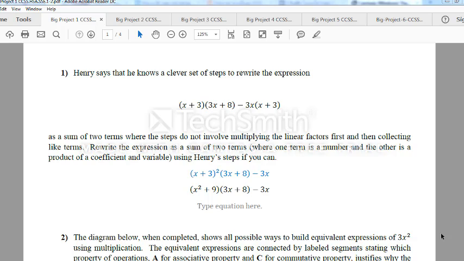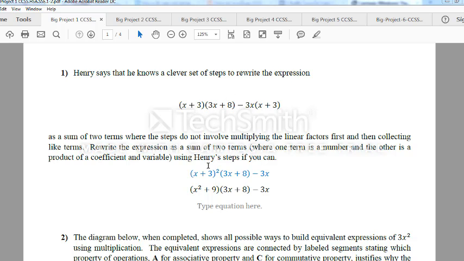So for example, as you can see here for number 1, all we have to do in this number 1 is to simplify the expression. So as you can see here we have three things here, so we have to make it simplified by multiplying these two and these two.